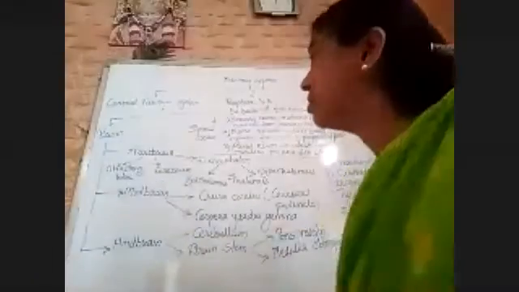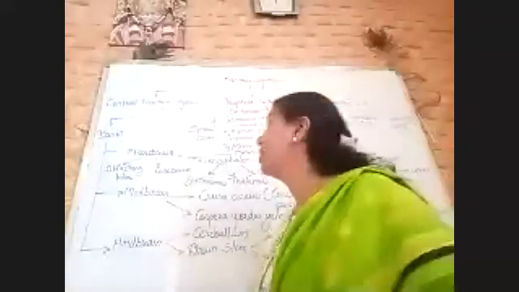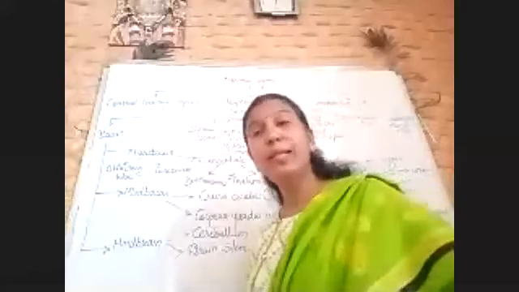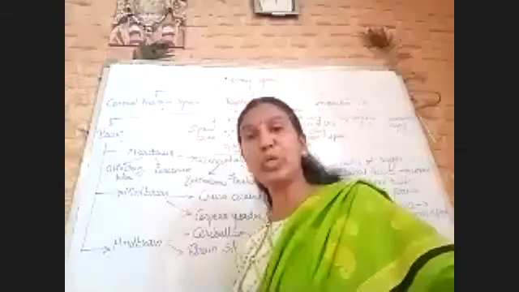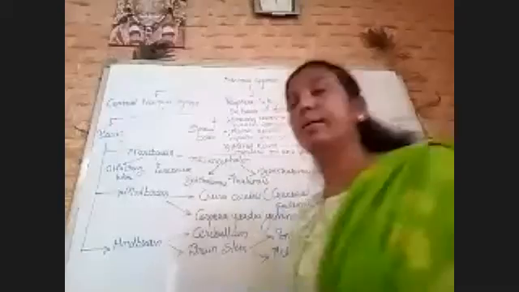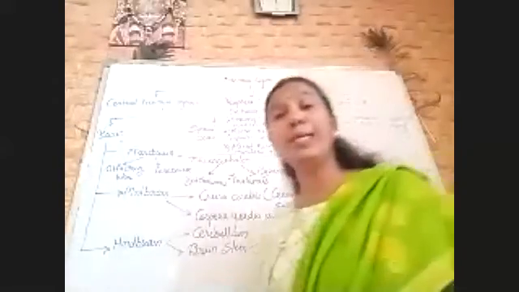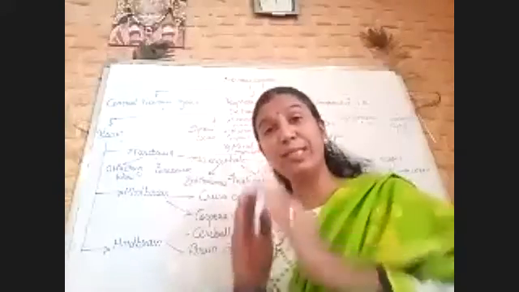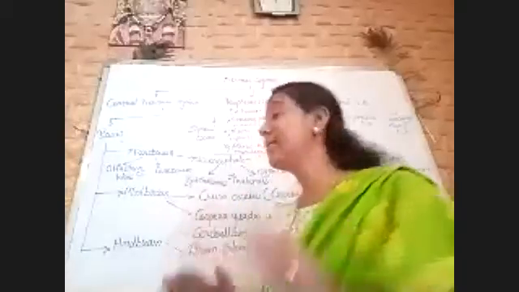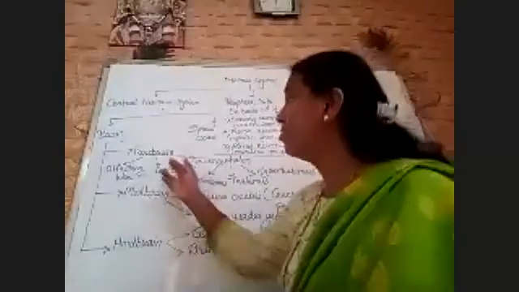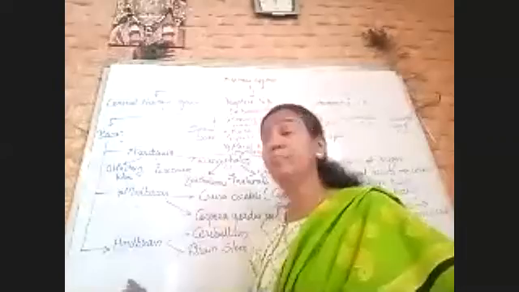This central nervous system consists of two parts, brain and the spinal cord. Brain, I had already told you, it is a complicated structure. Okay, and as it is a complicated structure, it is convenient to study it in a proper way. It is classified into three types: forebrain, midbrain, hindbrain.